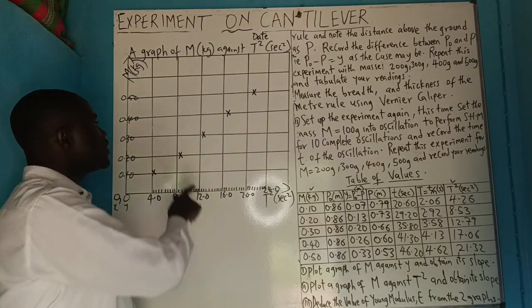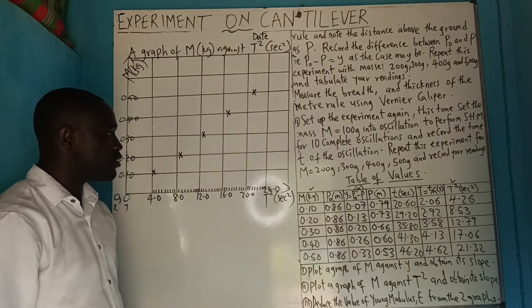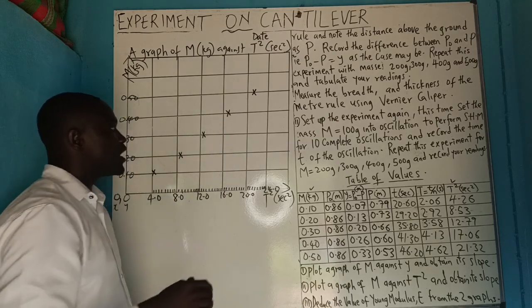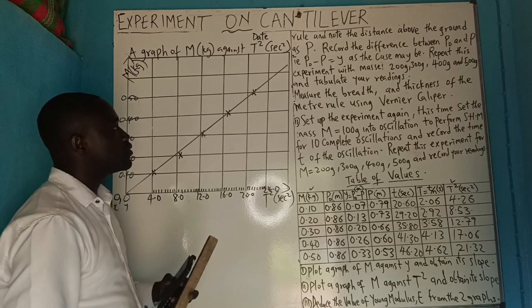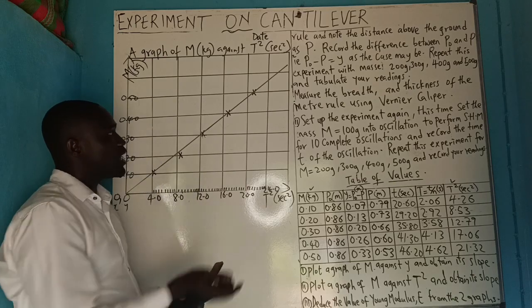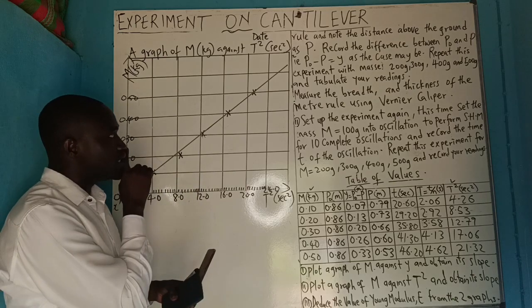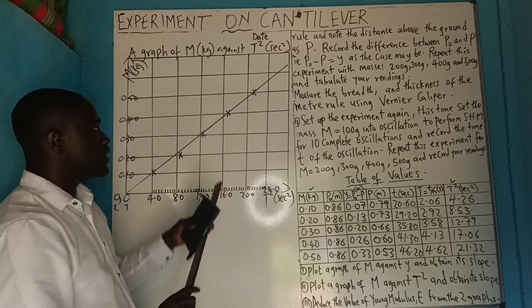Okay, so we are finished sketching the points. Now let's draw our line of best fit. Wow, we have drawn our line of best fit now. We can see only one fell out. So what we have to do now is get our slope. Let's get our slope.